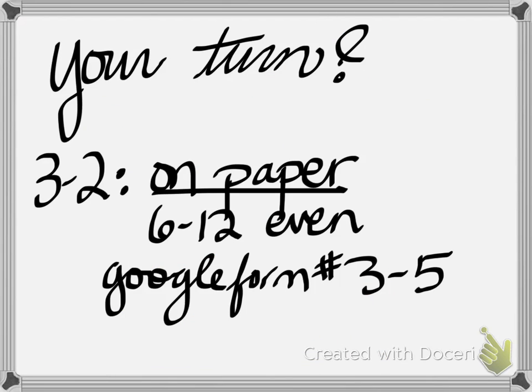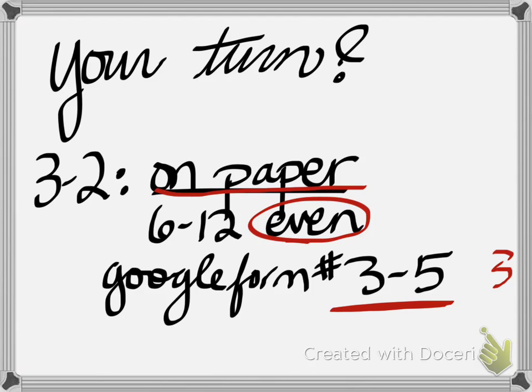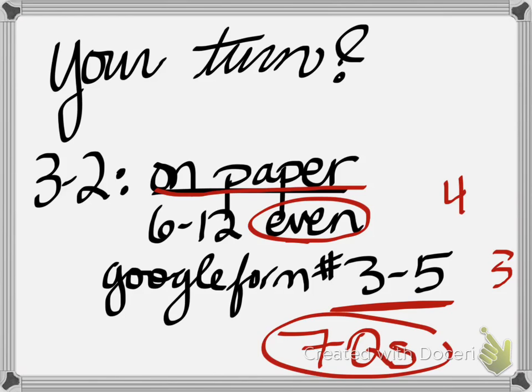It's your turn. On 3-2, on paper, please, do 6 through 12 evens. Then in the Google form, please answer 3 through 5. So you're doing 3 questions on the Google form, and then you're doing 4 more on the paper. So you're answering 7 questions total. But please, on paper, 6 to 12, evens, and do that tomorrow. And then the Google form, 3 through 5.